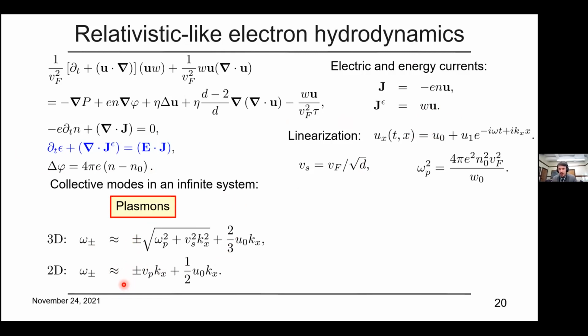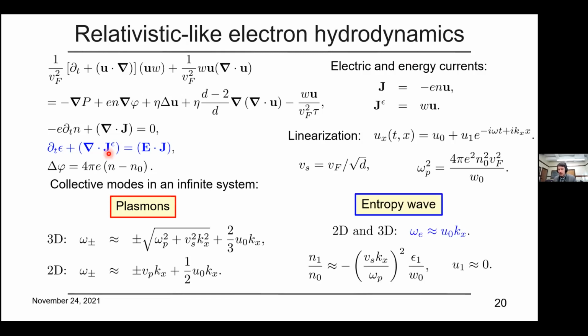However, unlike previous studies of the Dirac instability, we also included the energy continuity equation in our system. And this led to an additional collective mode, which is known as the entropy wave mode. Essentially, this is a downstream mode that propagates with the flow velocity, as you can see here. In this mode, we have vanishing oscillations of the fluid velocity, and we have the following relation for the density and energy oscillations, which follows from the fact that the pressure gradient and electric Coulomb force compensate each other.